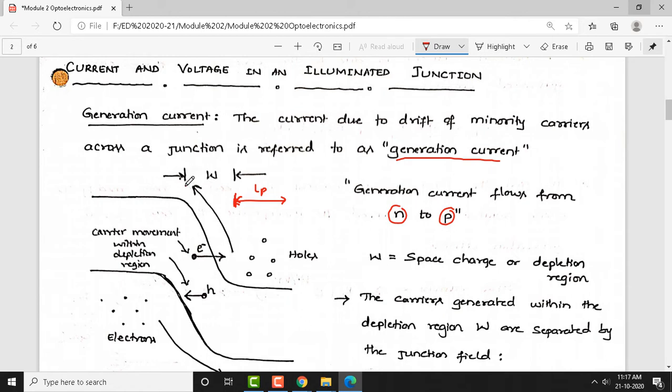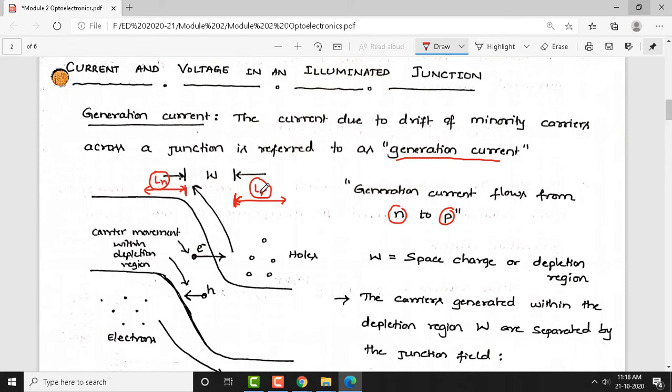What is LP? This we have discussed in earlier classes. On the P side, let me call it Ln. What do we mean by these parameters LP and Ln? L stands for length, you remember? Diffusion length for holes. Ln, yes, got it. LP stands for diffusion length for holes and Ln stands for diffusion length for electrons.